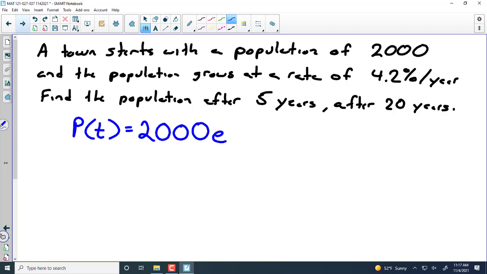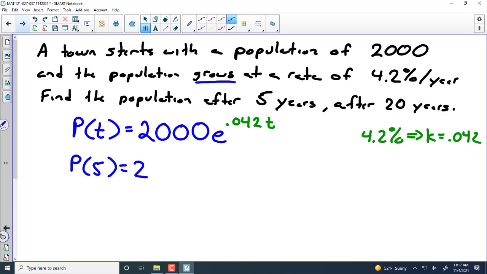And then the power on that, that's where we need to put in our growth or decay rate. Now this is growth, 4.2, but we don't put in 4.2 because what do we have to do? We got to convert it into a decimal. So remember, 4.2% actually converts to K equals 0.042. All right, that's our equation that we're going to use. What do we do with it now? Plug in 5, and we'll look for an answer. And we'll plug in 20.